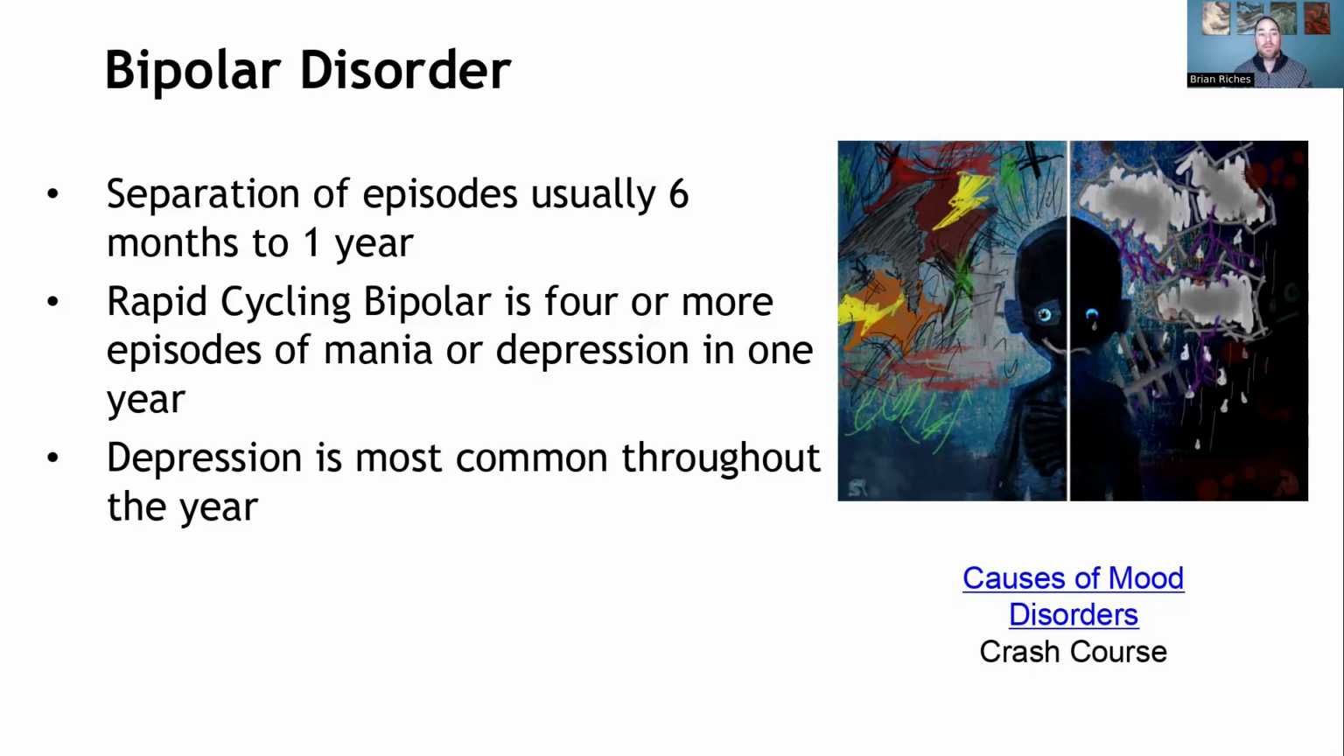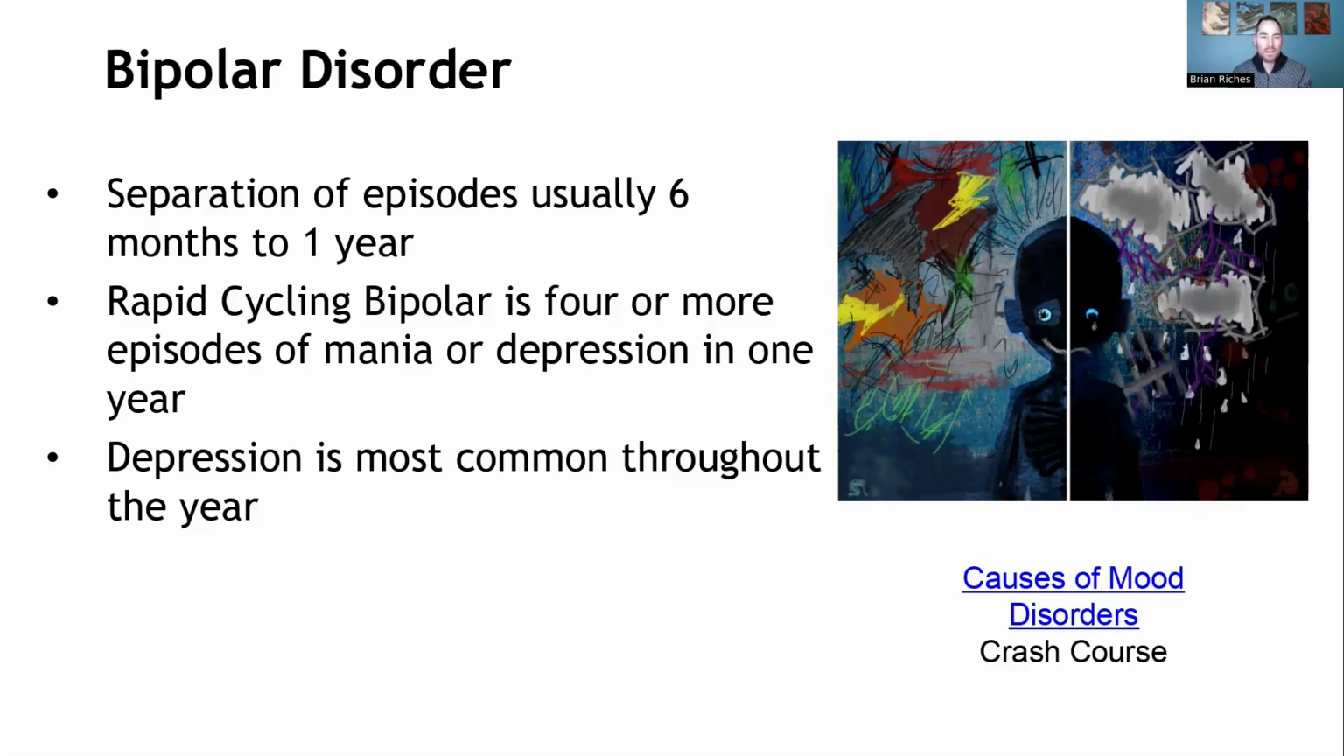So bipolar, even rapid cycling bipolar, is 4 or more episodes of mania or depression a year. So months and months of depression, then a period of mania, months and months of depression, period of mania, switching 4 or more times a year. It's not switching 4 or more times a day, 4 or more times a week, 4 or more times a month. It's going to be kind of month-long sessions of depression.